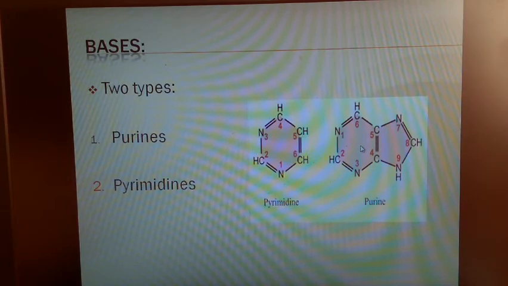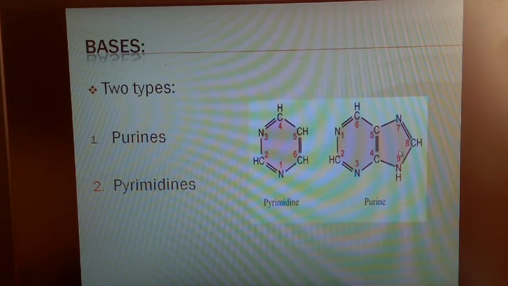Purine has two different forms, that is adenine and guanine. Likewise, pyrimidine has three, that is thymine, uracil and cytosine. Observe the general structure of purine. Nitrogen is first, next second carbon, third, and like this it goes. Here there is a slight variation, and two different forms you can get.